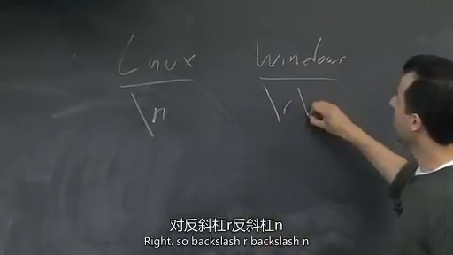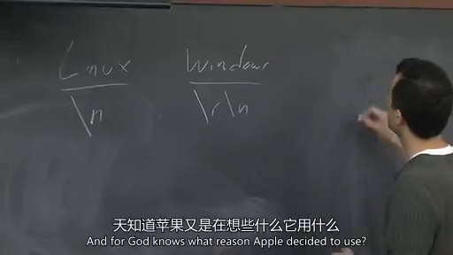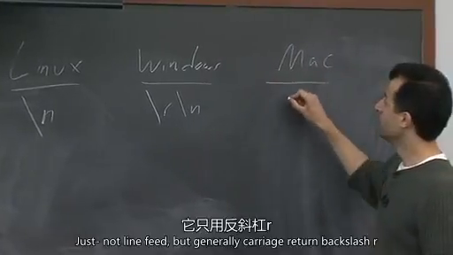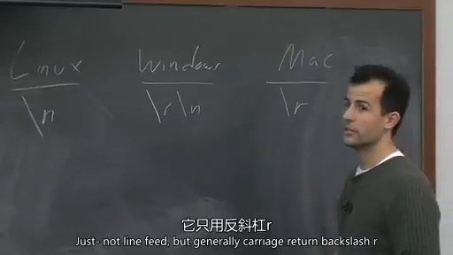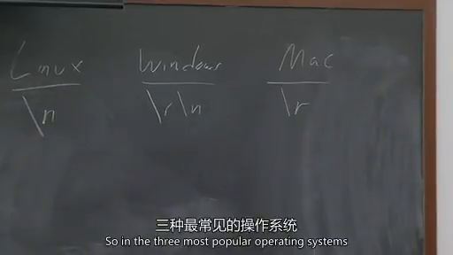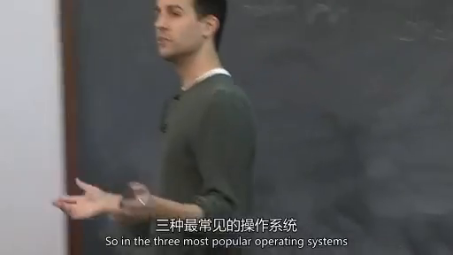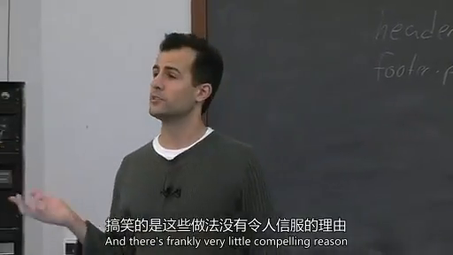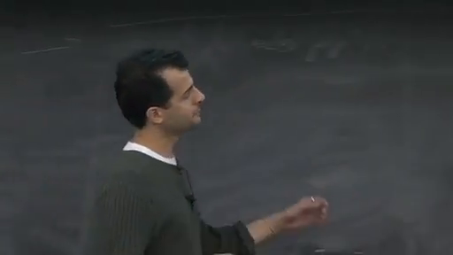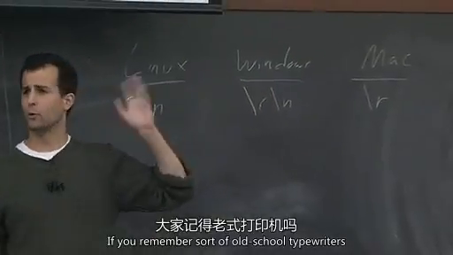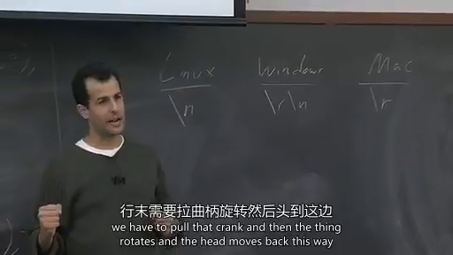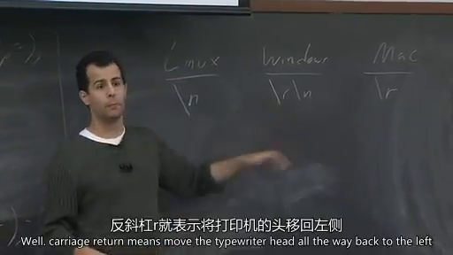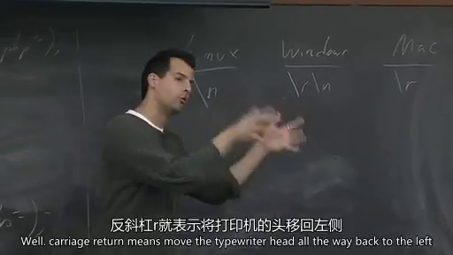Right, so \r, \n, and for God knows what reason, Apple decided to use not line feed, but generally carriage return, \r. So in the three most popular operating systems, at least these days, you have three different approaches, and there's frankly very little compelling reason. The difference, as an aside, if you remember old school typewriters where you have to pull that crank and then the thing rotates and the head moves back this way, well, carriage return means move the typewriter's head all the way back to the left.